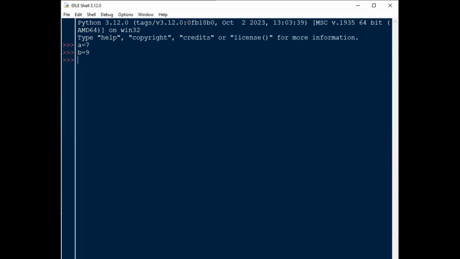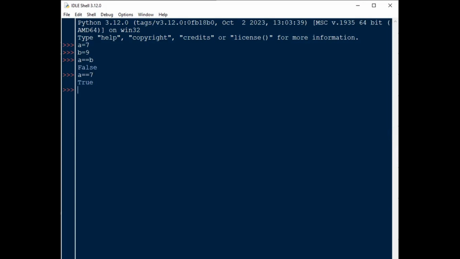The first one was a equal to b. This expression means that we are checking the value of the left hand side variable with the value of the right hand side variable. If a's value is equal to b's value, then it will give us true. Otherwise, it will give us false. In this case, we have a as 7 and b as 9, so we will never get true for this expression. But if we write a is equal to 7, we'll get the value of this expression as true.